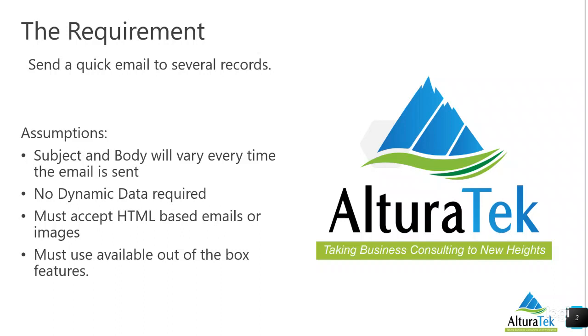Now, the subject and the body, of course, will vary every time the email is sent. So if I'm sending one now, it would have a subject, it will have a body. If I'm sending one tomorrow, it will have a different subject, different body. We don't need any dynamic data, so I don't need, for example, the name of the contact inside of the email. I don't need any information about that contact if we're sending it to the contact. I don't need anything else.